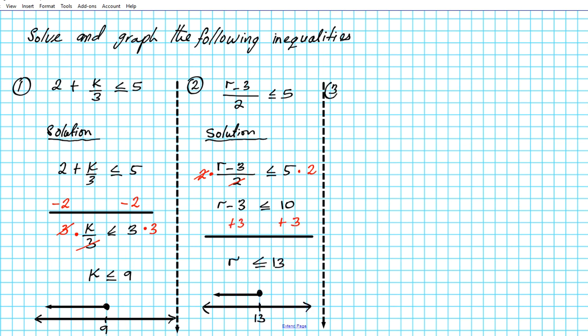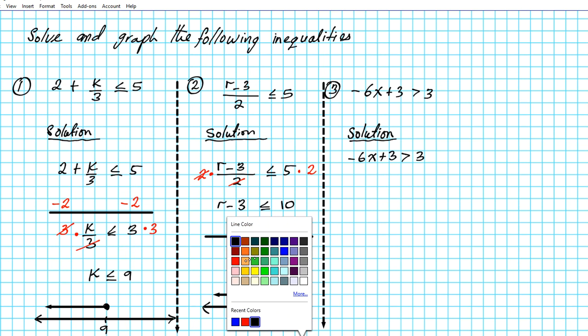Number 3, let's say we have the two-step inequality, negative 6x plus 3 is greater than 3. So how do we go about solving that? Negative 6x plus 3 is greater than 3 can be solved in 2 steps. We subtract 3 from both sides and then divide by negative 6. Okay, let's go ahead and do that.